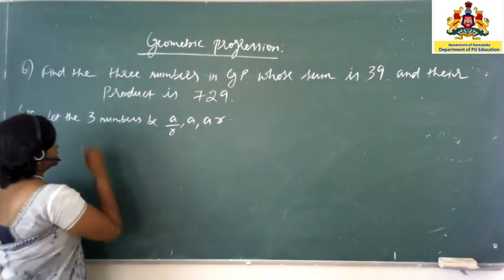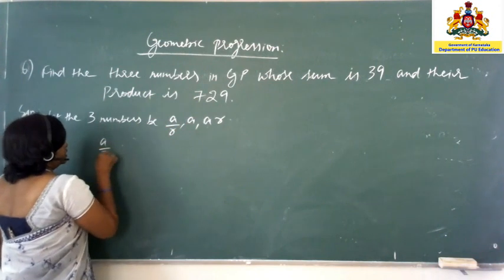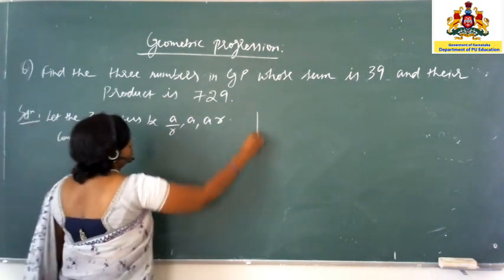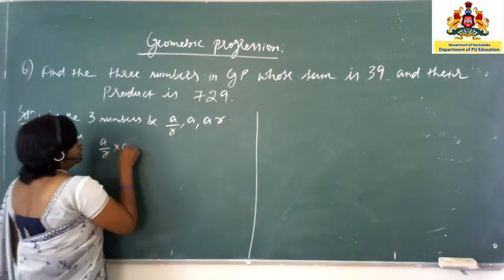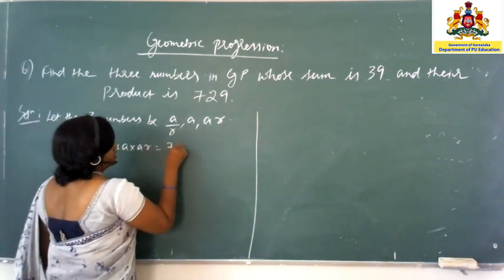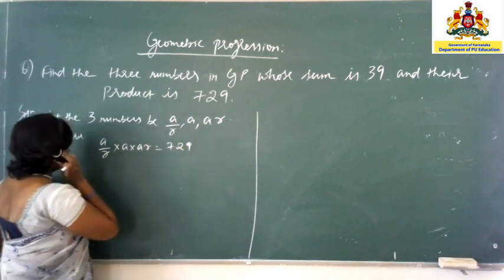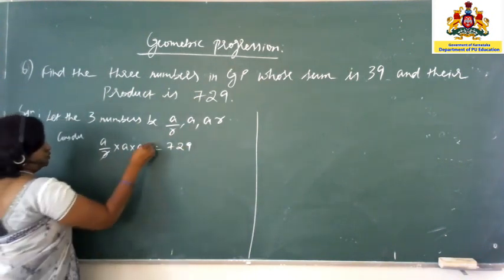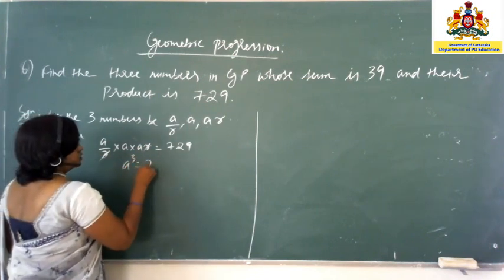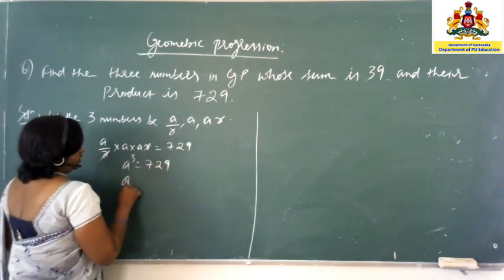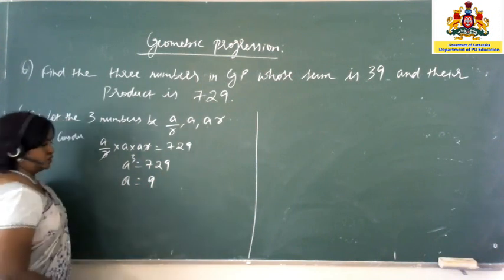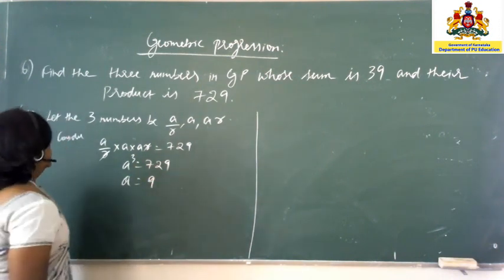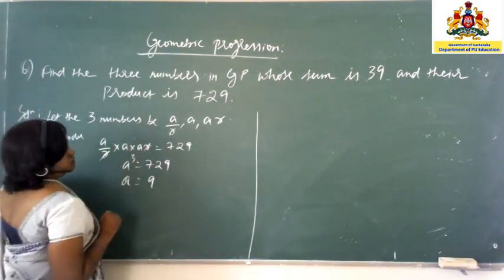I'll consider the product. A by R into A into AR is equal to 729. So R will get cancelled. A cube is equal to 729. So A is equal to 9. So 9 nines are 81, 81 nines are 729.